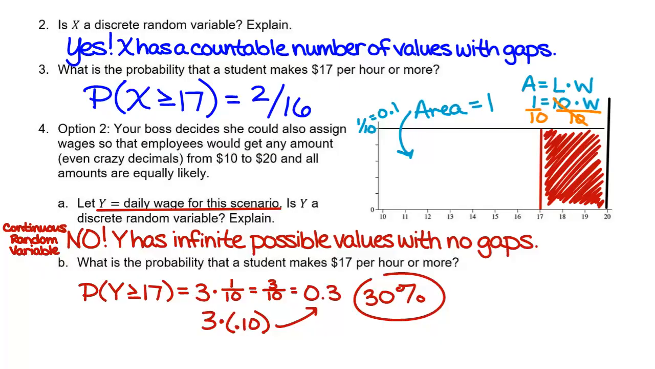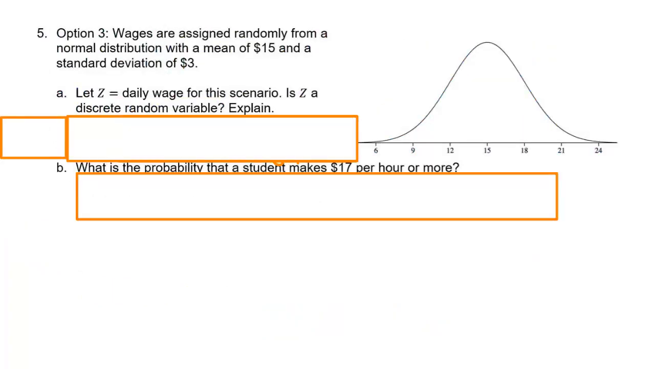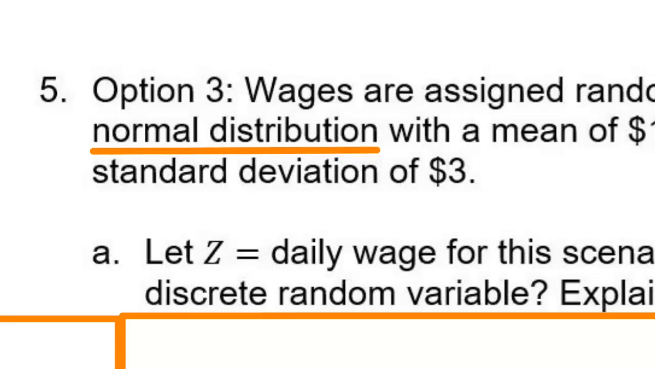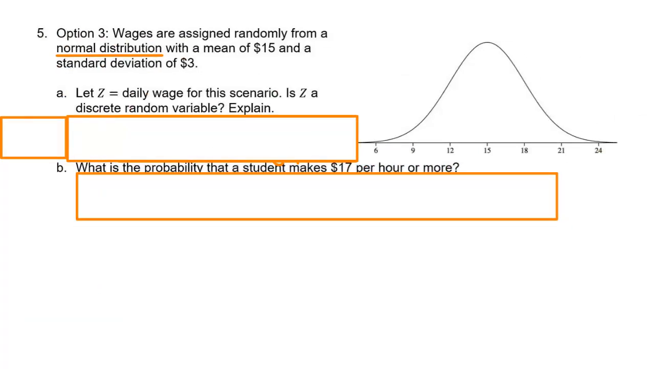Let's look at a third probability model. Option number 3. Wages are assigned randomly from a normal distribution. Do you guys remember talking about normal distributions in the past? They're back. Wages are assigned randomly from a normal distribution with a mean of 15 and a standard deviation of 3. Let Z equal the daily wage for this scenario.